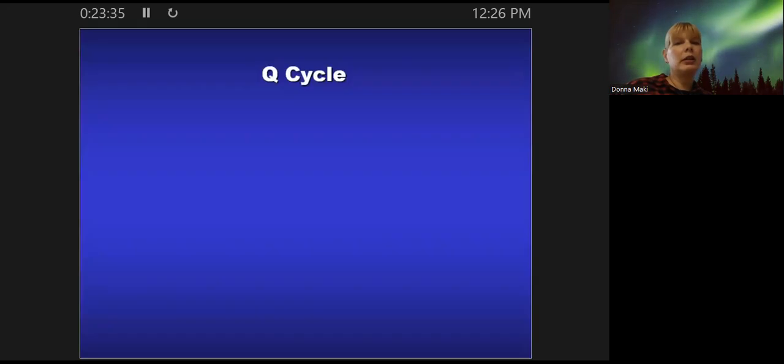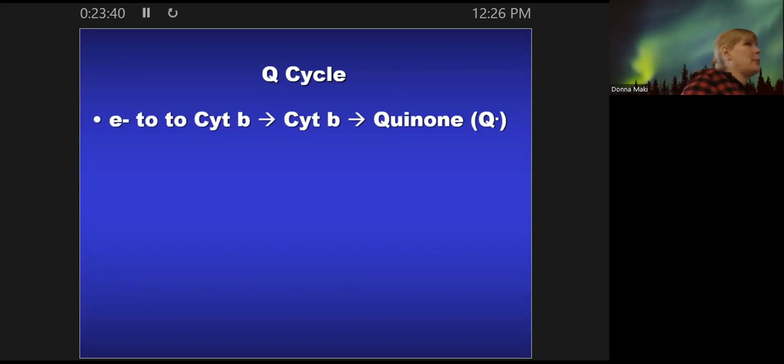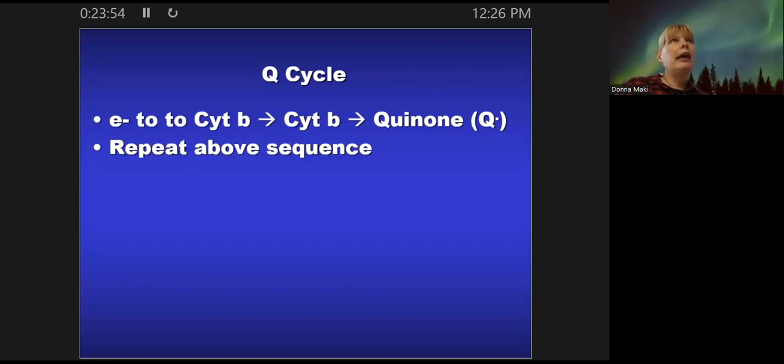So what we see here in the Q cycle is that PQH2 that came off of photosystem 2 is going to donate to cytochrome B, which will quickly donate to another cytochrome B, and then to that plastoquinone. And then again, you can write it, Q dot or Q dot minus. Then all of that has to happen again, because that plastoquinone is greedy for electrons. It's like, no, I want 2 electrons, or I'm not going to do the next thing. Okay, so when I say repeat, I'm talking repeat all the way back to light energy striking photosystem 2.